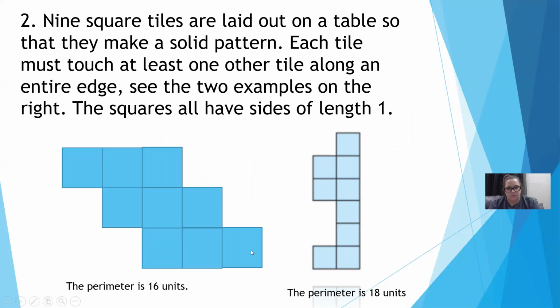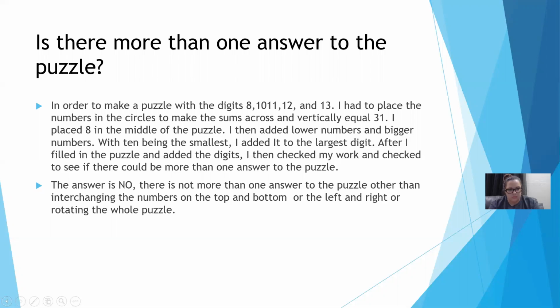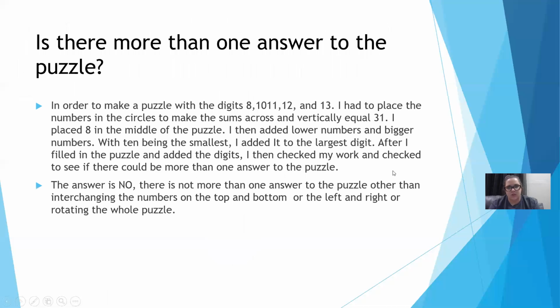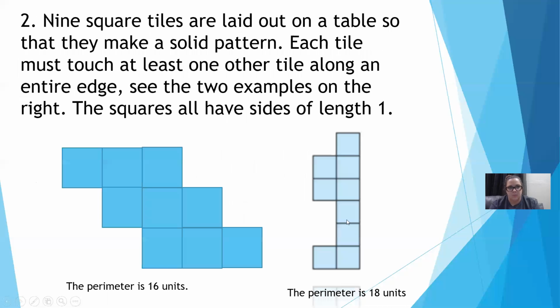Let me show you. So basically, if we flip-flop 10 and 13 and 11 and 12, it's still going to be 31 and 31. If you rotate the whole puzzle to where 10 was right here and 13 was right here, then it's 31 and 31 again. And so that's the only technicality to the answer no.